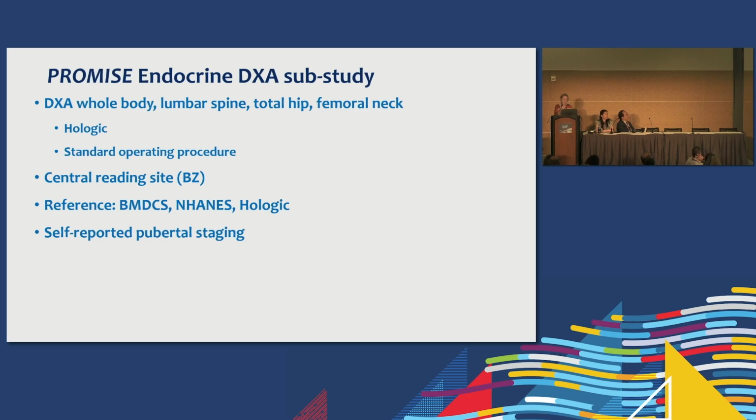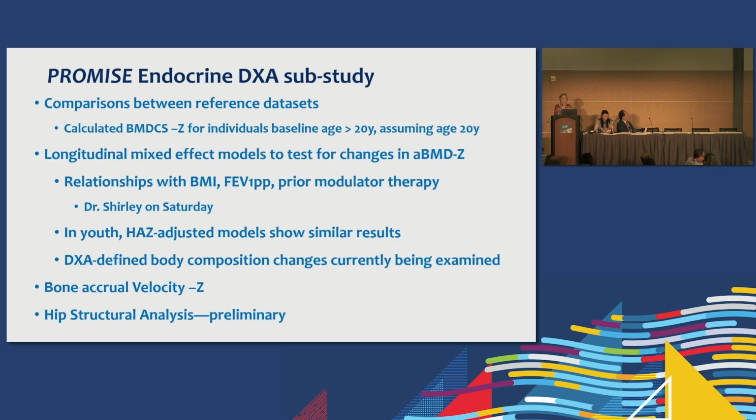We used the BMDCS and NHANES and Hologic, and here puberty was self-reported. And then I wanted to make some comparisons between what we get from BMDCS and what we get from NHANES. We pursued longitudinal mixed effects models for changes in BMD Z. The relationships with BMI, pulmonary function, and prior modulator therapy are probably of interest to you, but will not be presented here today. Dr. Shirley will be presenting them on Saturday.